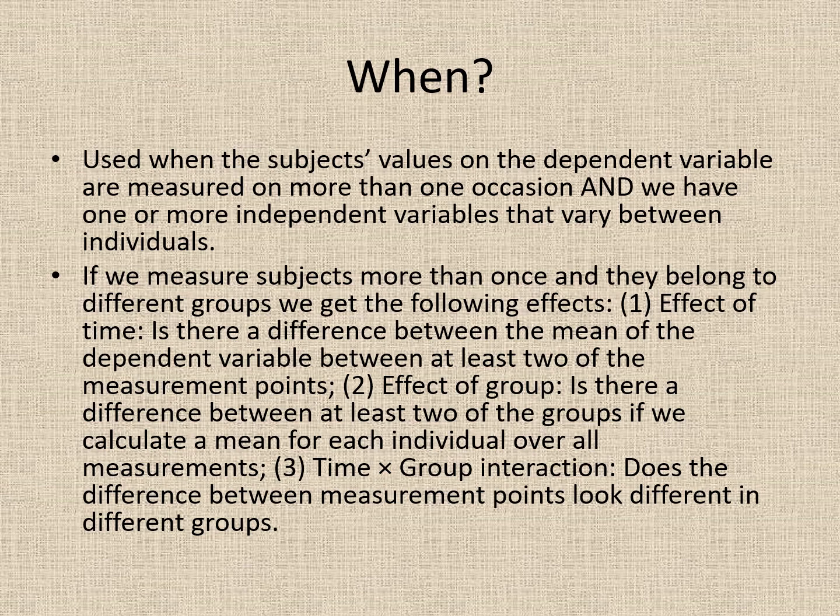What more effect do we get? The group. In this case, it will calculate a mean for all 3 occasions and see if there's a difference between the groups when it comes to the mean on the dependent variable. So collapsed over all time points, is there a difference between the 2 treatment groups? That's the effect of treatment group. And the third effect is treatment time interaction. Exactly.